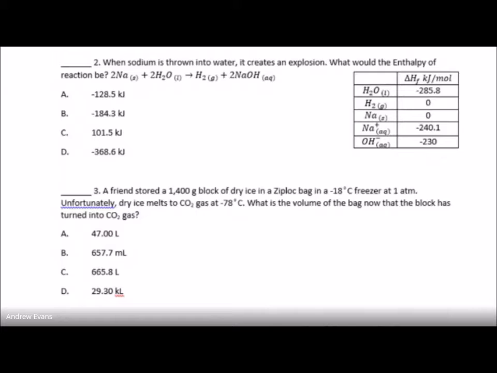Two, when sodium is thrown into water, it creates an explosion. What would be the enthalpy of that reaction be? So I have to write down my energies. So we have 2 Na, we have 2 H2O liquid, goes to 1 H2, and 2 NaOH aqueous. So that's 2 Na pluses and 2 OH minuses. So write down that's 0, that's negative 285.8. There's 0, there's negative 240.1 times 2, and negative 230 times 2.